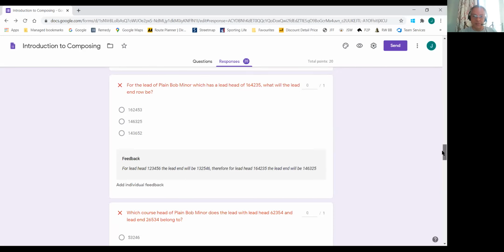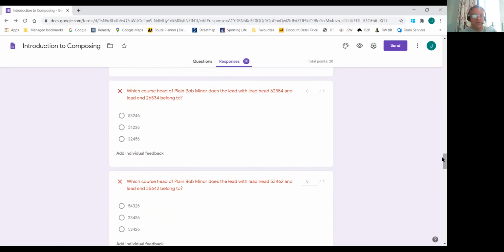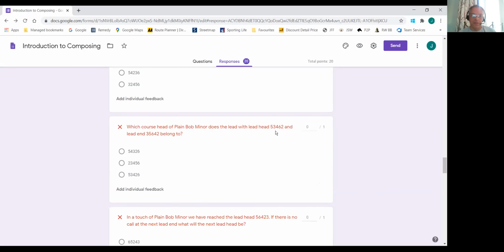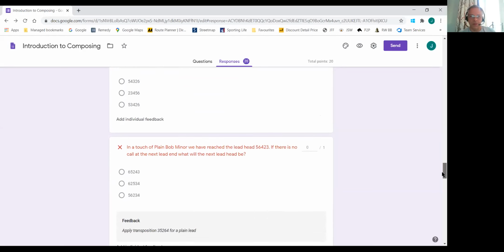And using that same table again, you could check the next question, looking for where that specific lead head and lead end are, and you'll find them in the course 54236. So that's the answer to that one. And in the next one, lead head 53462 and lead end 35642, you'll find that in the course 54326. Again, just by looking at that table.